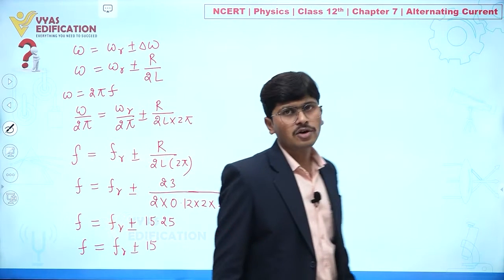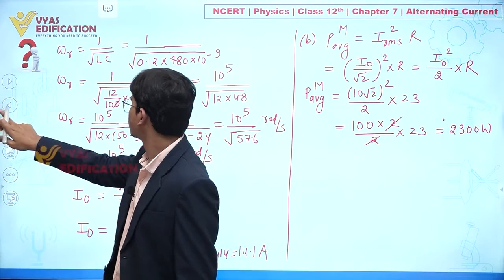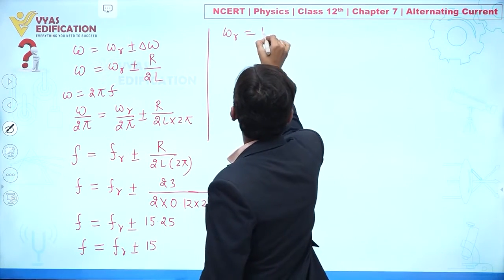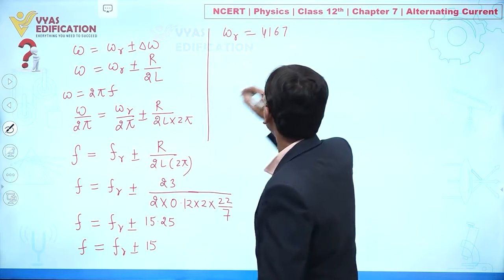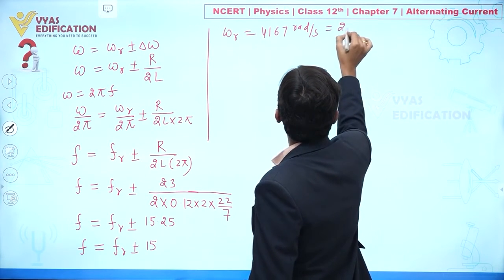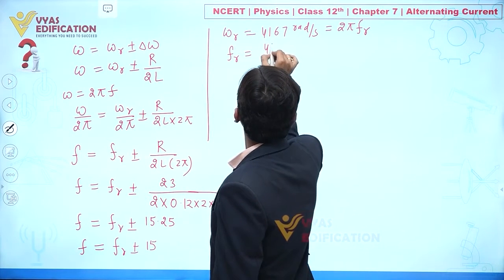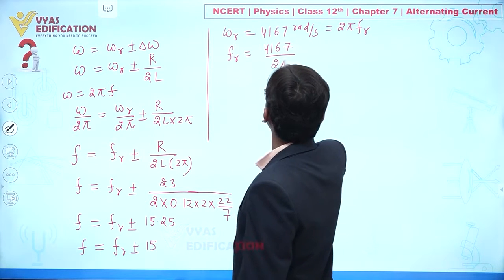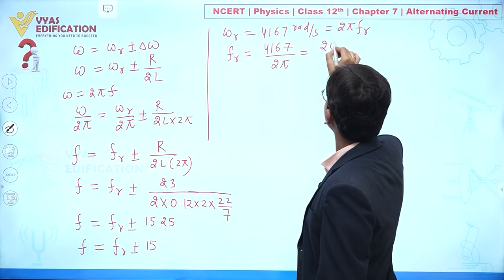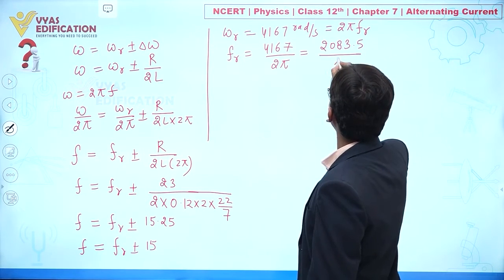Now what is the value of f_r? Actually we know ω_r is given by this expression. ω_r is given by 4167 radian per second. We can also write it like this: this should be equal to 2π multiply f_r. So from here f_r is given by 4167 divided by 2π. So now this is 2083.5 divided by π.